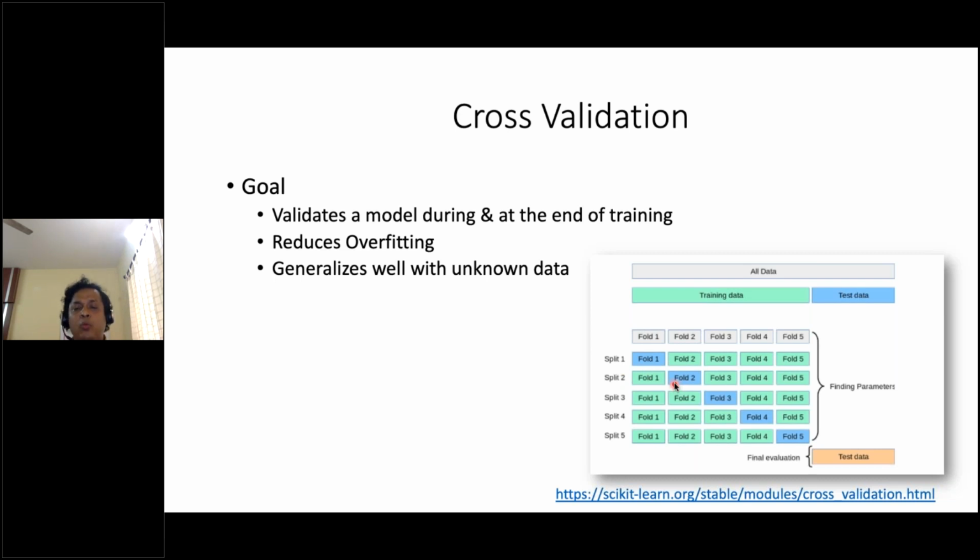Now, why does this approach work well? Because all the data is actually used to train the model as well as to test the model, so that the model which gets built generalizes well. Overfitting is a huge topic in itself, but this gives you some idea.